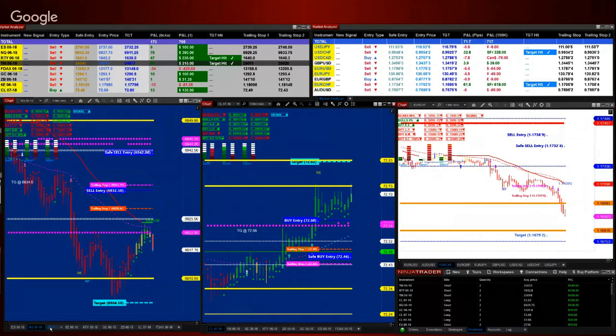Let's look at the YM. If you have a short on the Nasdaq, your destination is 69.1075.